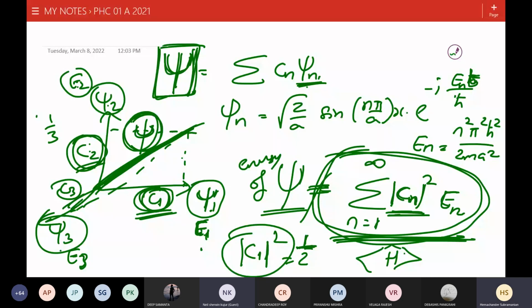You will only get the definite energies, E1, E2, E3. Those are the eigenenergies, the energy eigenvalues. You will always get the eigenvalues. You will not get a composite value. You will not get E1 plus E2. You will not get that.